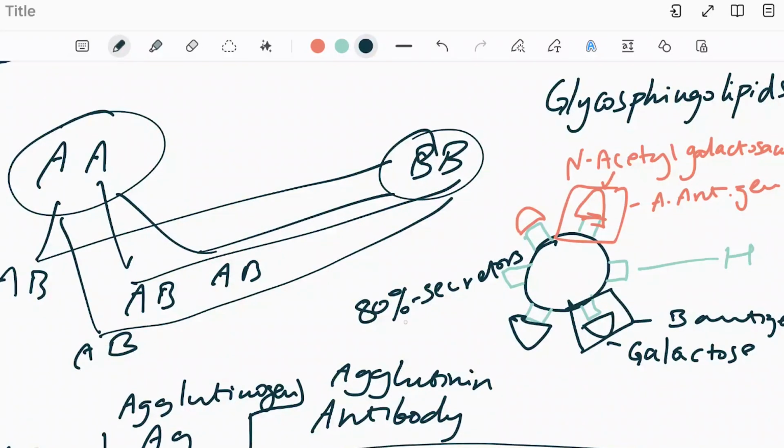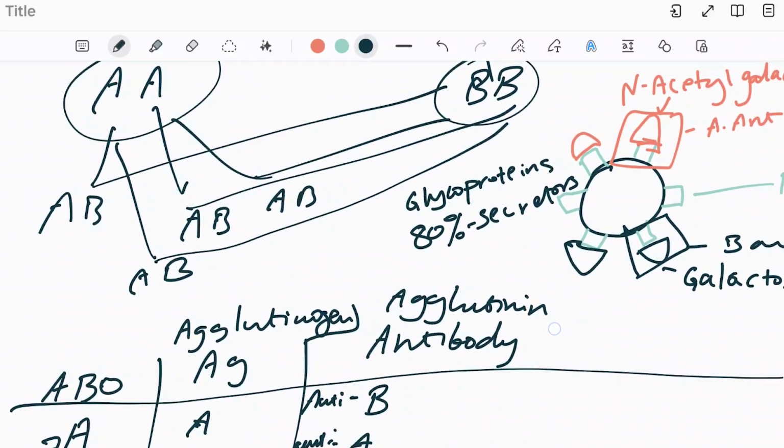Okay, and when they secrete it in the GIT, it is not exactly a glycosphingolipid. It is more like an oligosaccharide plus protein. You wouldn't exactly call it a glycosphingolipid. They are glycoproteins, in this case, when they are secreted in the gastrointestinal system and other such places.